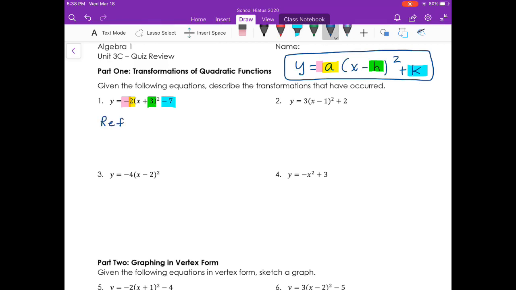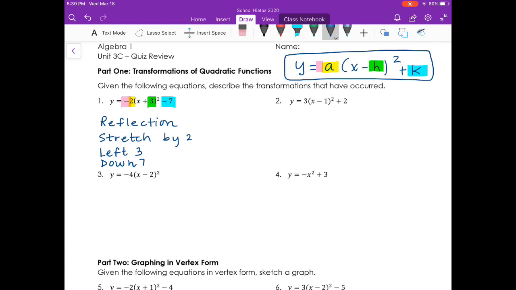Because the leading coefficient is negative, there's a reflection in the x-axis. And because the number value is 2, there is a stretch by 2. The number inside the parentheses moves the graph side to side. This one is moved to the left 3 units. The number at the end gives you your vertical shift, down 7.